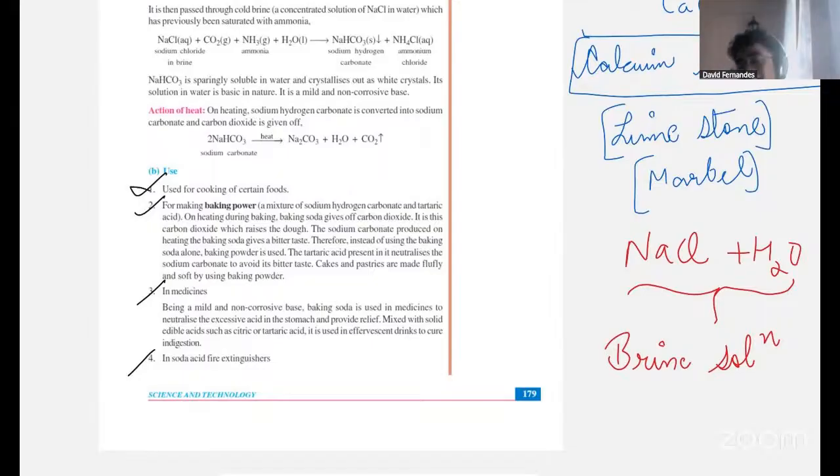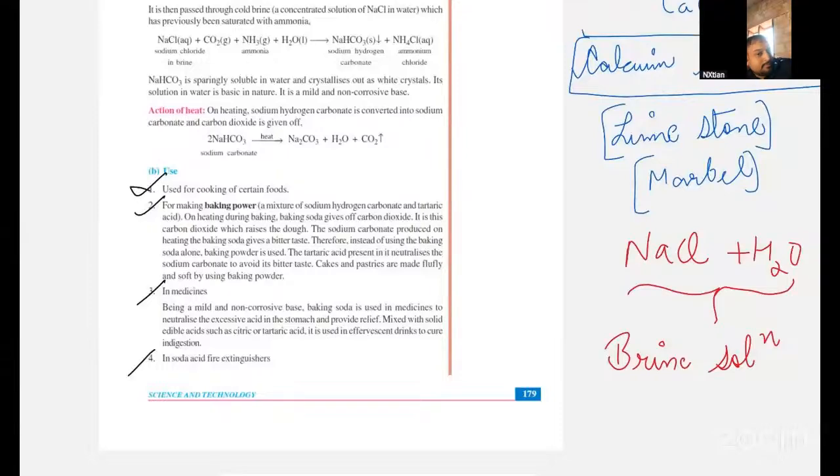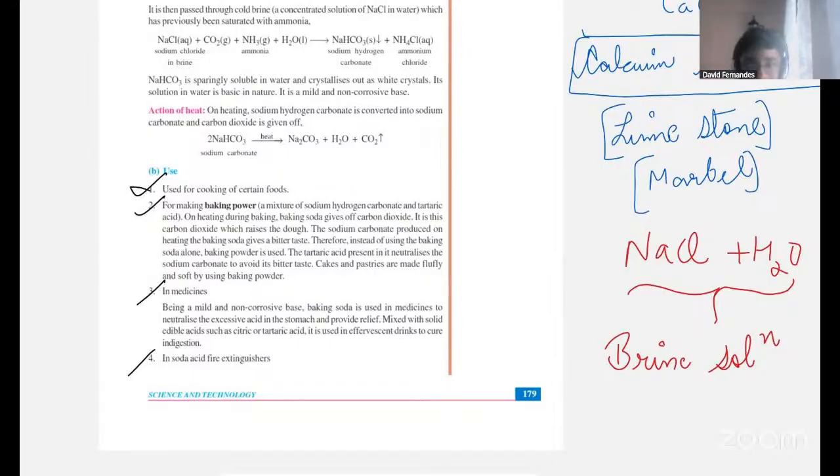Because in the reaction, the baking soda releases CO2, and because of that it puts out the fire. How does CO2 put off the fire? Fire needs oxygen to burn, and if you cover it with CO2, it doesn't have any oxygen to burn.